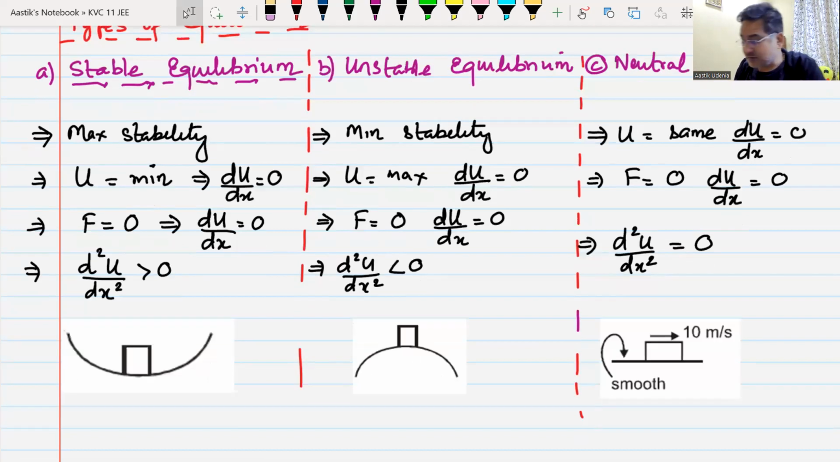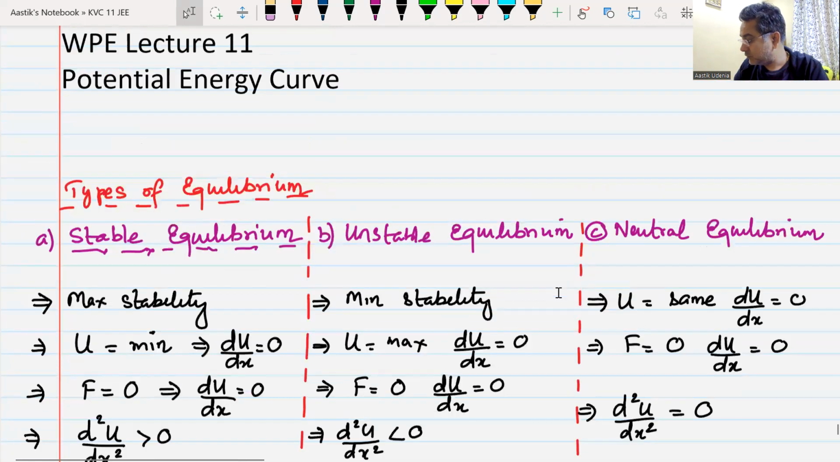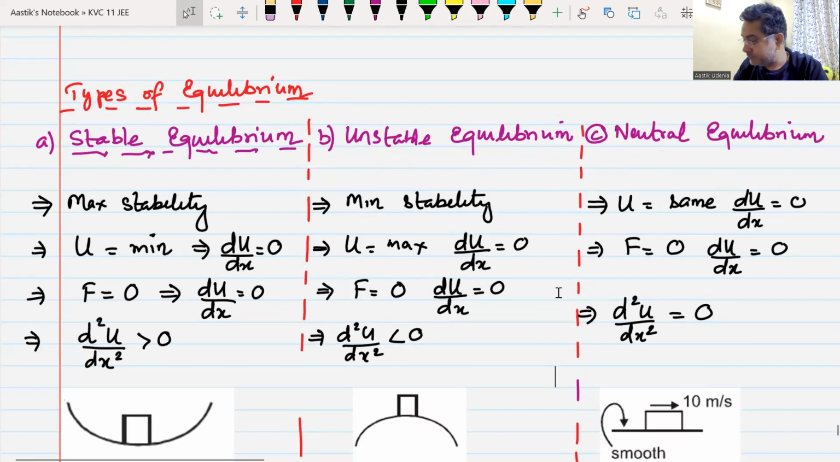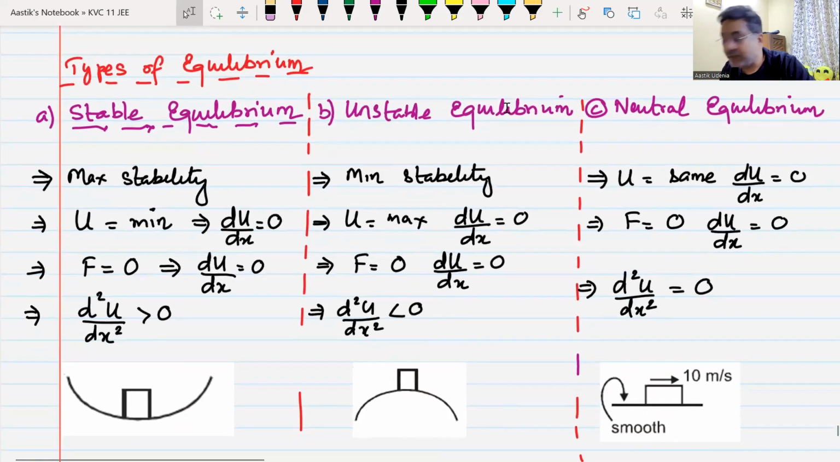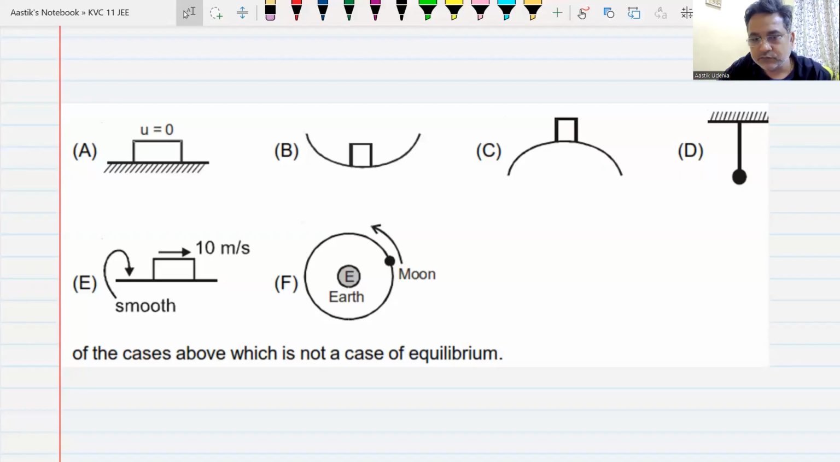Do we understand this, or has this gone above our head saying bye bye? Three types of equilibrium explained in the most beautiful way. I'll give you 2 minutes to note this down. Anyone has understood this? Okay, I'll give you 2 minutes to note it down.